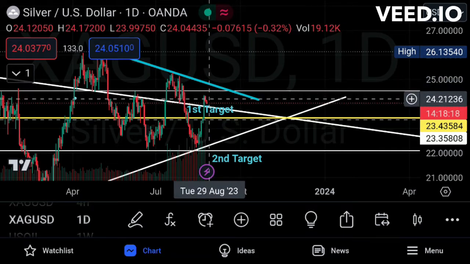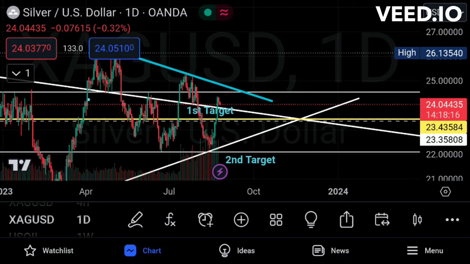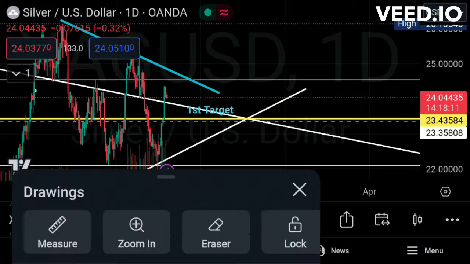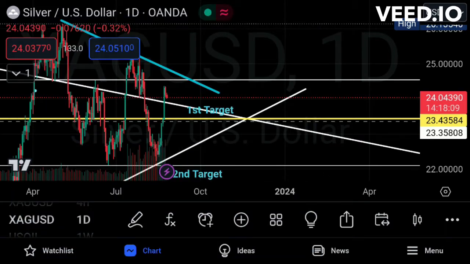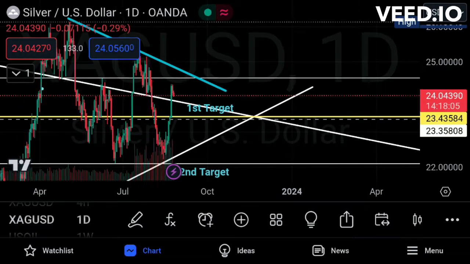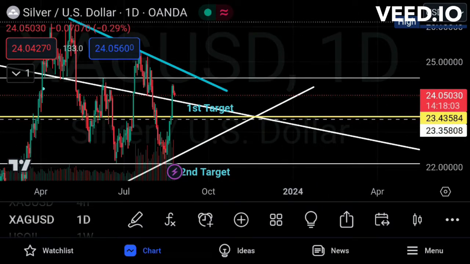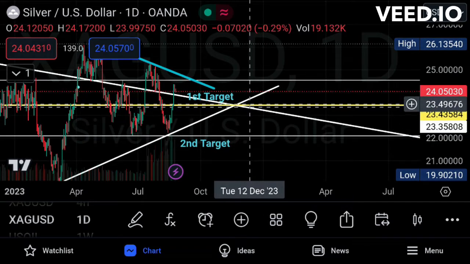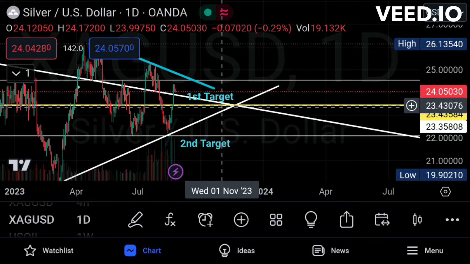Then I'll enter in a short position, and my first target will be this here. I hope you can see the yellow horizontal line at $23.43, and I will obviously book 30 to 40% of my profits, and I'll just trail the rest of the trade. And guys, it's important to trail the trade and not only stick on one profit or one target.